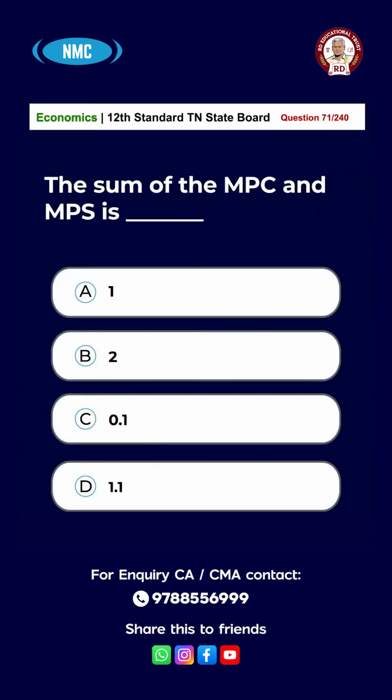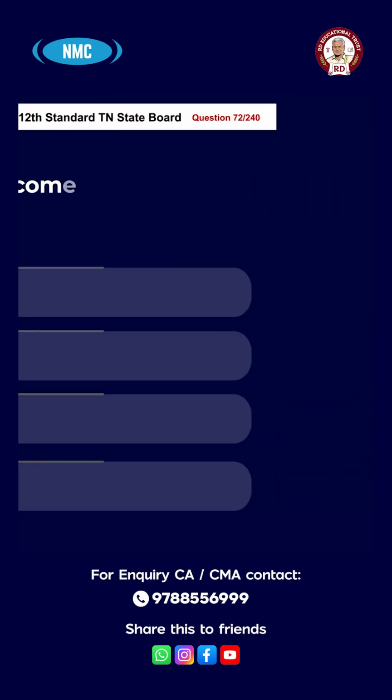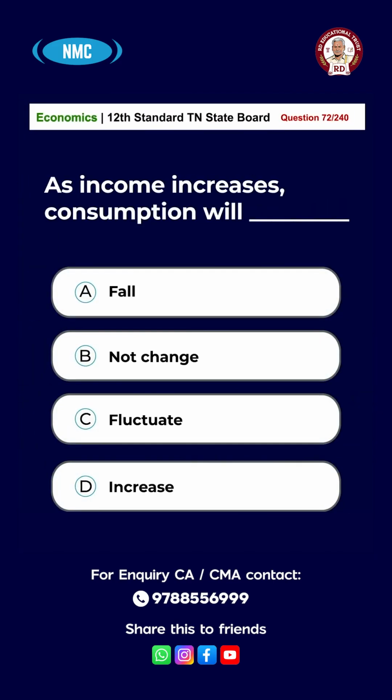Question number 71. The sum of MPC and MPS is A, 1, B, 2, C, 0.1, D, 1.1. The answer is option A, 1. Question number 72. As income increases, consumption will A, fall, B, not change, C, fluctuate, D, increase. The answer is option D, increase.